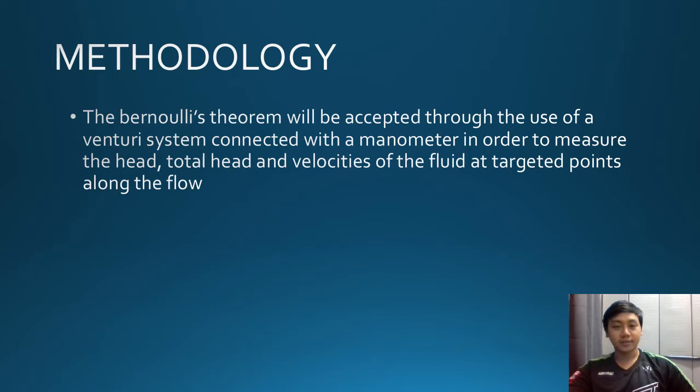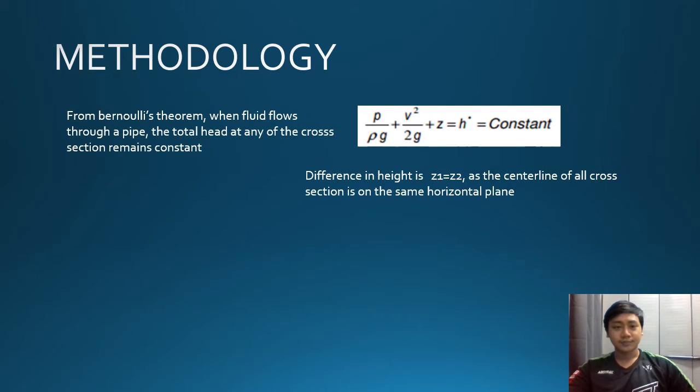The method used is that Bernoulli's theorem will be verified through the use of a venturi system connected with a manometer in order to measure the head, total head, and velocity of fluid at target points along the flow. From the theorem, when fluid flows through a pipe, the total head at any cross section will remain constant. From the equation, pressure over rho g plus v squared over 2g plus z equals a constant.